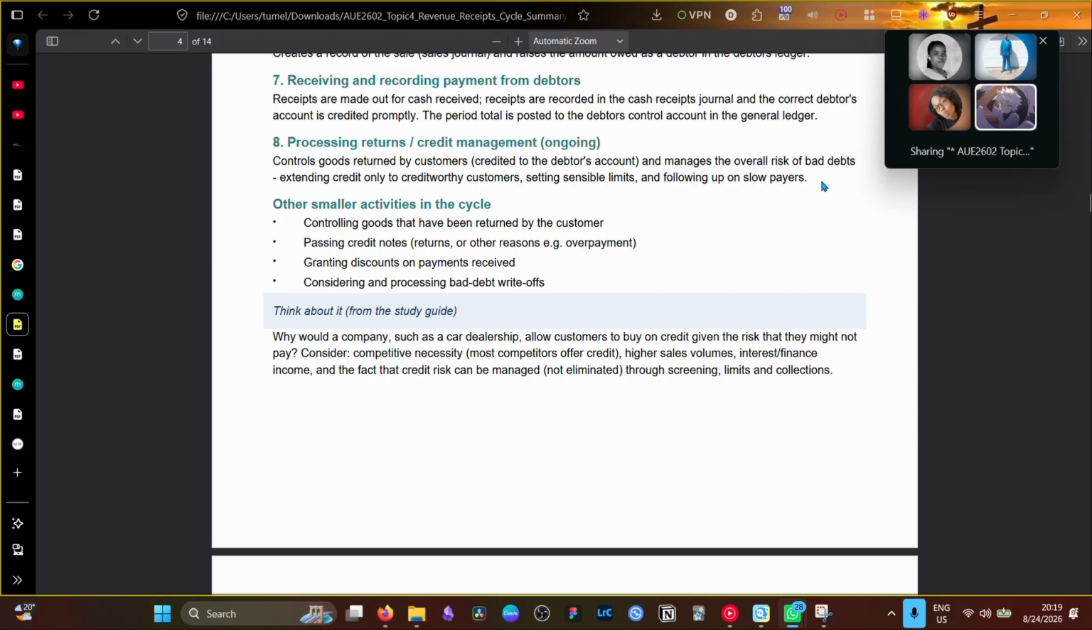Sometimes you give discounts if you pay within this month. There are obviously more credit discounts that we can give, or we extend the credit limit and so on. So this is to encourage people to pay us, right? And then other small activities in the cycle: controlling goods that have been returned by customers, passing credit notes, granting discounts on payments received, considering and processing bad debts write-offs.